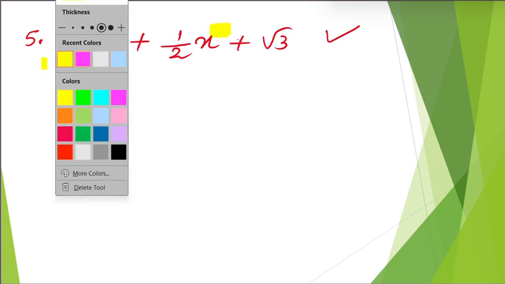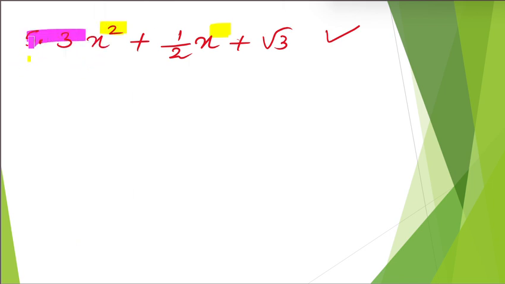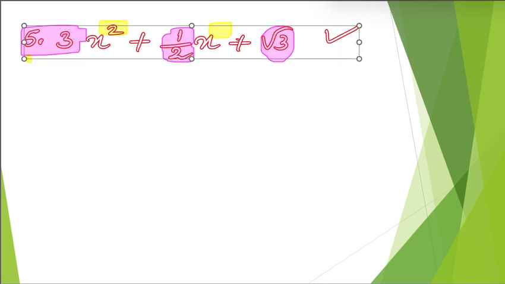It doesn't matter what the coefficients are. The coefficient of x square is 5.3, a decimal number. The coefficient of x is 1 by 2, which is a fraction, and the constant is an irrational number. So it doesn't matter what the coefficients and constant are. You have to make sure that the variable's power is a whole number. Got the idea? Okay. Now let us divide the polynomials based on the number of terms and the degrees.